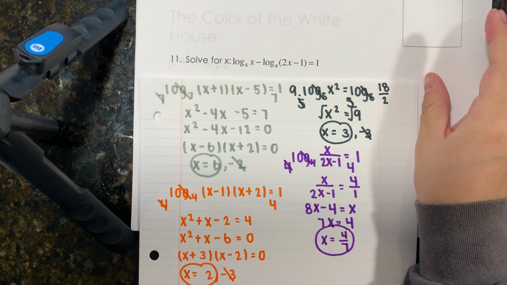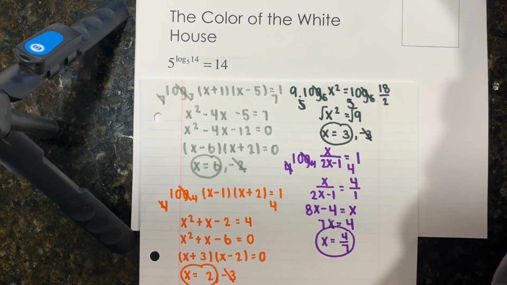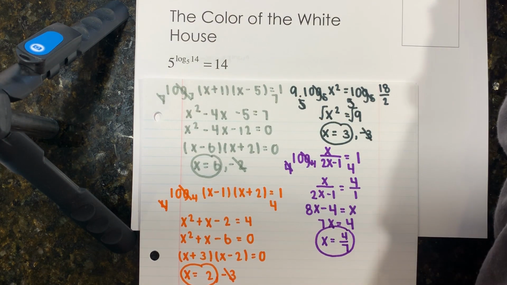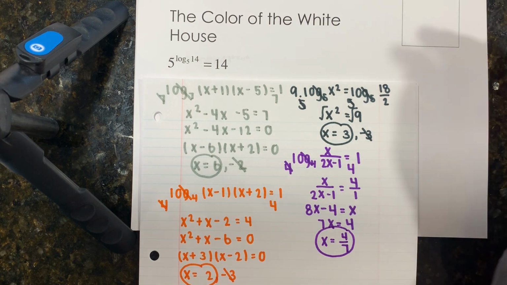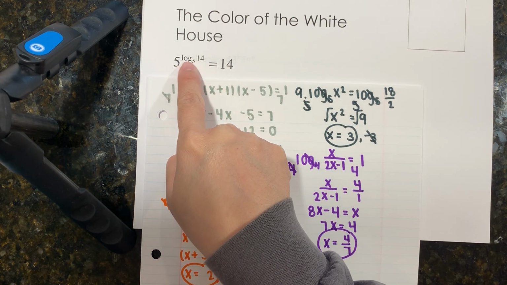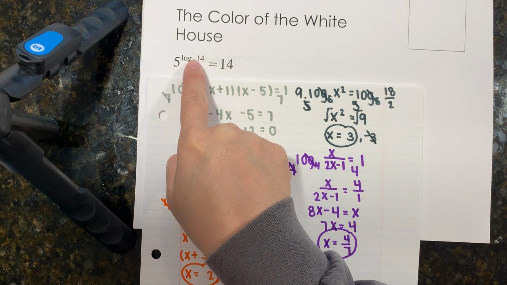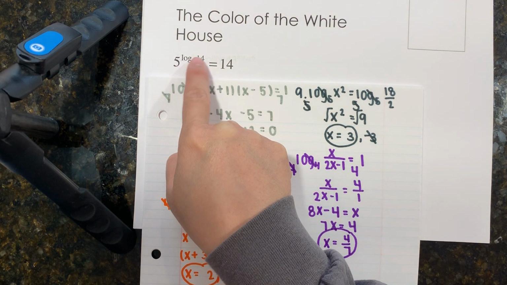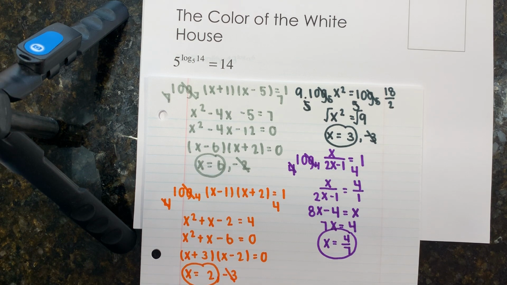Now we're going to move on to this next topic, which is called the color of the White House. And what this basically means is it's telling you exactly what we've been doing. If you raise something to the power of a logarithm with the same base, those actually cancel. So this 5 and the log 5 cancel, and that leaves you with 14.